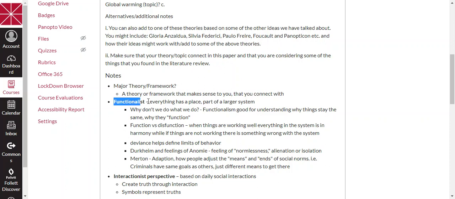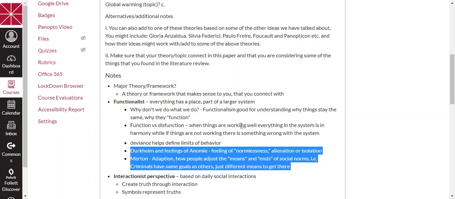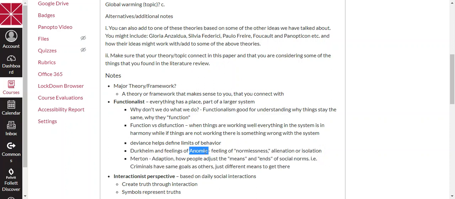So for instance, functionalism, the basic idea is that everything has a place as part of a larger system. Durkheim and Merton both had versions of this. Durkheim, like I said earlier, had the book about suicide, and he did this study on different groups, where groups that had less social connections and felt more alone were more likely to commit suicide, whereas groups that had more social connections felt better about things and were less likely to commit suicide. So how each person functions as part of a whole in society is basically what they're looking at. He calls it anomie, or a feeling of normlessness or isolation.